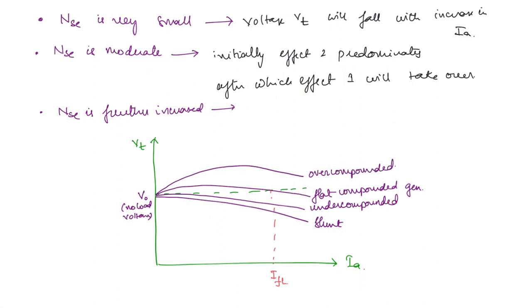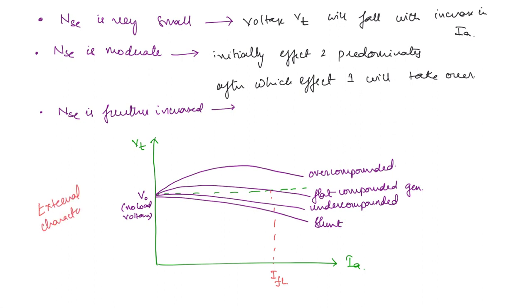Okay. So basically this, you can take it like a critical value, this flat compounded. All of the generators which are having characteristics above the flat compounded are called over compounded. If it is having below, then it is called under compounded. Okay. So what are these characteristics? Remember, these are the external characteristics.